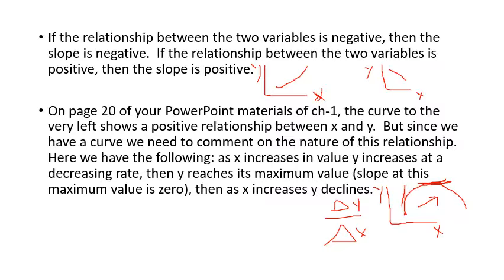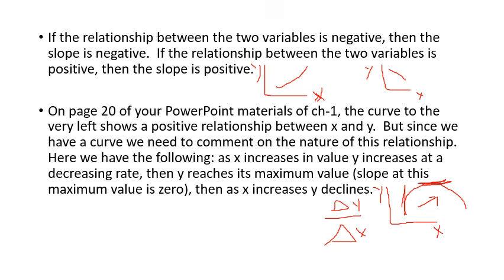Then y reaches its maximum value, okay, which is right here. This is the maximum value of y. Slope at this maximum is 0. Then as x increases, y declines. This is what I just graphed. Hopefully it is clear. Okay? Please prepare your questions for me when you see me next time about this relationship, because it is very important.